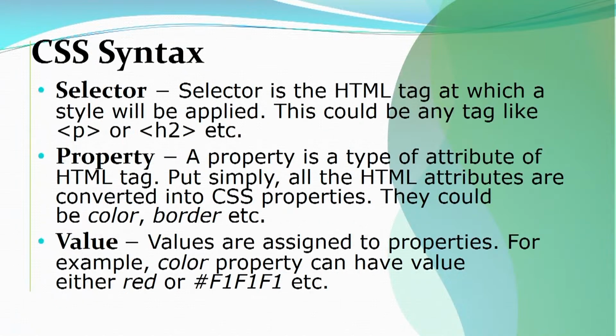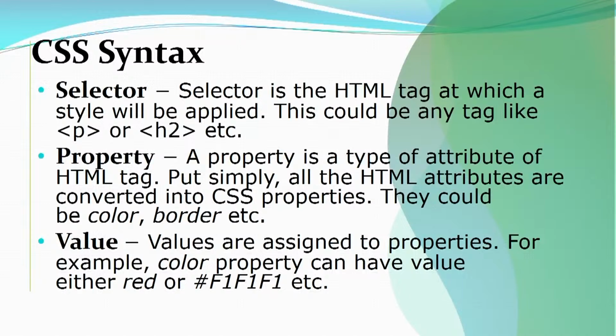So when we talk about the syntax of CSS, we have a selector, then its property, and then a value. So what do we mean by selector? We mean that this part we are selecting, and to this property of this selector we are adding this value. So a selector is the HTML tag to which a style will be applied. We can use any tag which we want to override, we want to overwrite. We will use any attribute of this tag. A property is a type of attribute of this HTML tag.